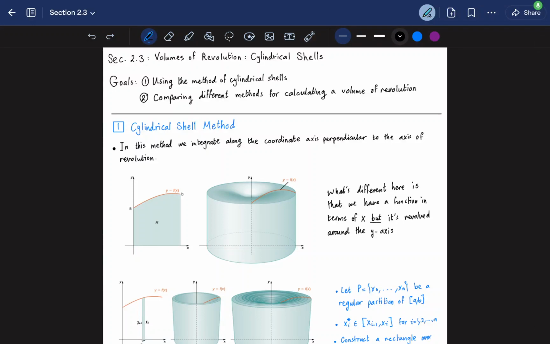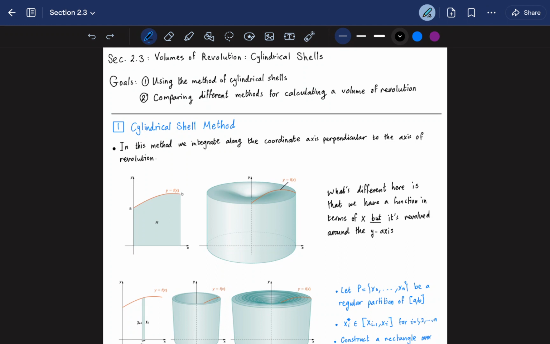So today we're going to talk about the last method that we're going to learn to evaluate volumes of a solid. So this is section 2.3, cylindrical shells. The first goal for today is we want to learn what's the method of cylindrical shells and how we're going to use it. And the second goal, we're going to compare the different methods that we've learned and learn how we're going to choose which method to use when we want to evaluate the volume of a solid.